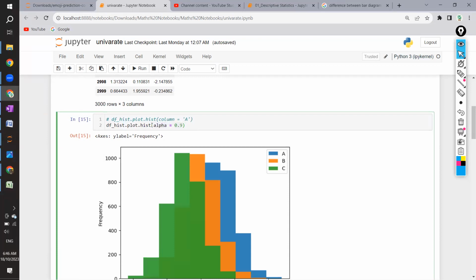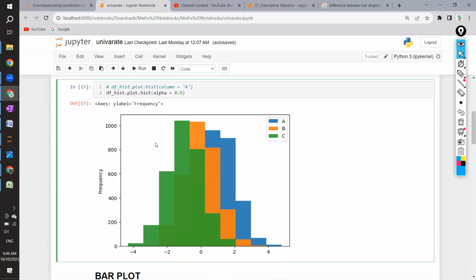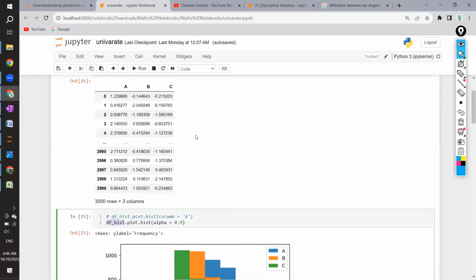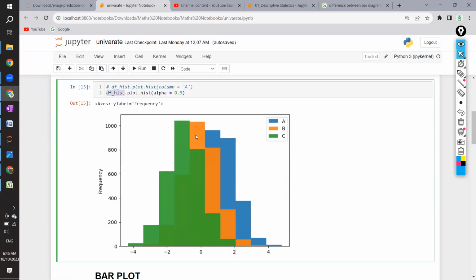But if you just do this, it will give you this. It will consider all the columns in this data frame, like here it is 3 columns, and it will draw the histogram for each and every column. As you can see, A, B, C color codes: blue is A, orange is B, green is C. And usually by default, it will consider 10 bins.